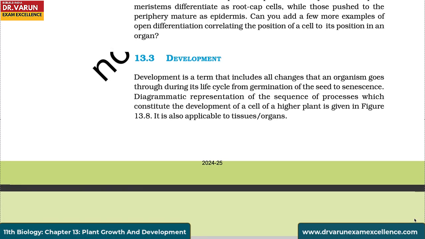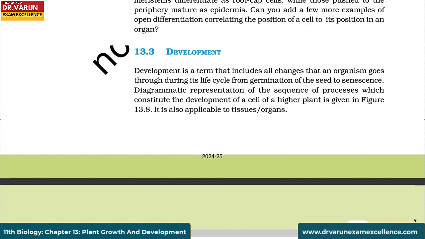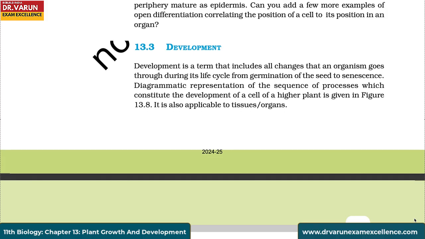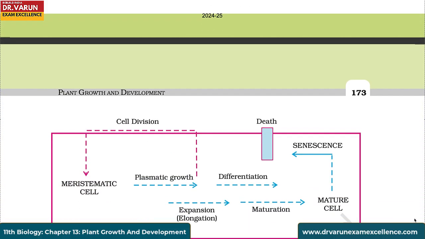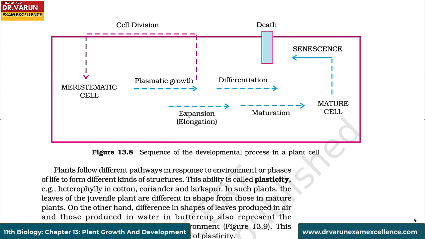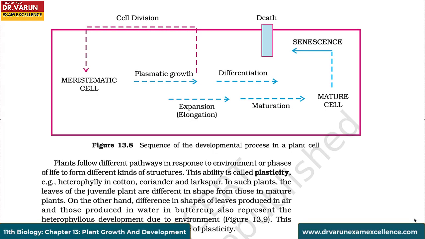Development. Development is a term that includes all changes that an organism goes through during its life cycle from germination of the seed to senescence. Diagrammatic representation of the sequence of processes which constitute the development of a cell of a higher plant is given in figure 13.8. It is also applicable to tissues or organs. Plants follow different pathways in response to environment or phases of life to form different kinds of structures. This ability is called plasticity.